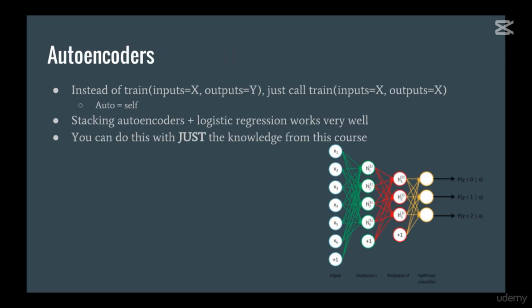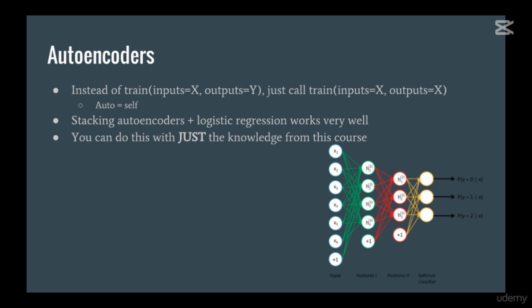The last thing we'll look at is autoencoders. Auto in this case means self. So this is just a neural network where the target variable is the input variable instead of some other target variable. This is an even easier concept than CNNs and RNNs because you can do these using only the knowledge you learned in this course. Just instead of calling train XY, you call train XX.